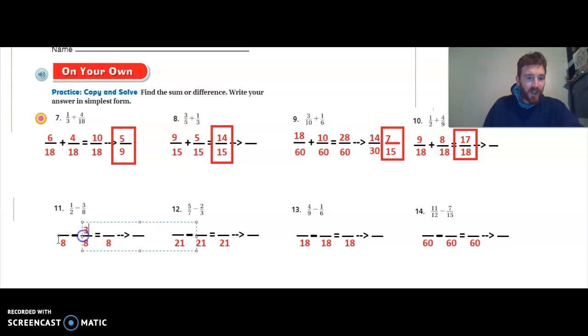And then we've got 1/2 minus 3/8. Now again, we're going to subtract, okay? But first we have to put this half into eighths. 2 times 4 will give me 8. So then 1 times 4 would give me, of course, 4.